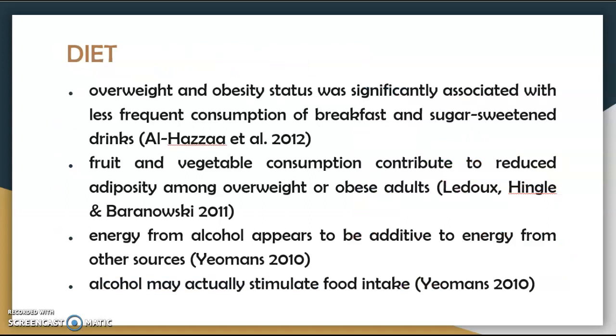In terms of diet, overweight and obesity status was significantly associated with less frequent consumption of breakfast and more consumption of sugar-sweetened drinks. Increasing fruit and vegetable consumption was found to contribute to reduced adiposity among overweight or obese adults. Why should we exclude the habit of drinking alcohol in our diet? It is because the energy from alcohol is additive to energy from other sources, alcohol has little effect on satiety, and alcohol stimulates food intake.